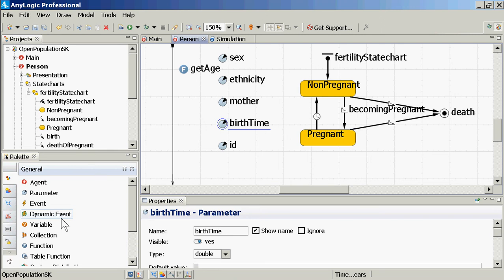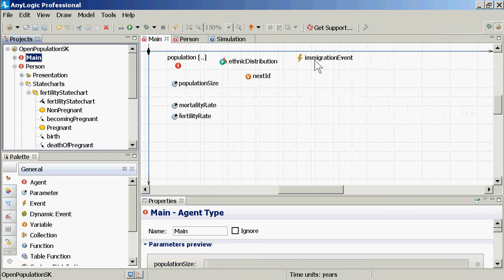Birth time. Right? Birth time is defined. I'm trying to figure out where birth time receives its value. Okay. Birth time receives its value from two places. Well, there's three places in the model where birth time is set. So, Chris, the most notable place is if you go to Main and you go to population here, right?